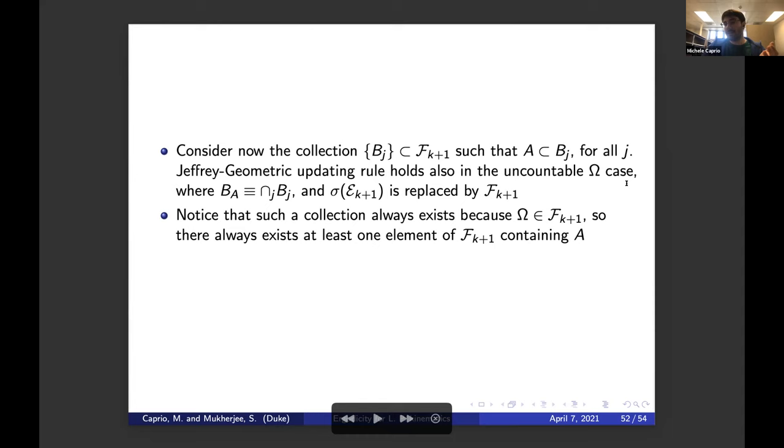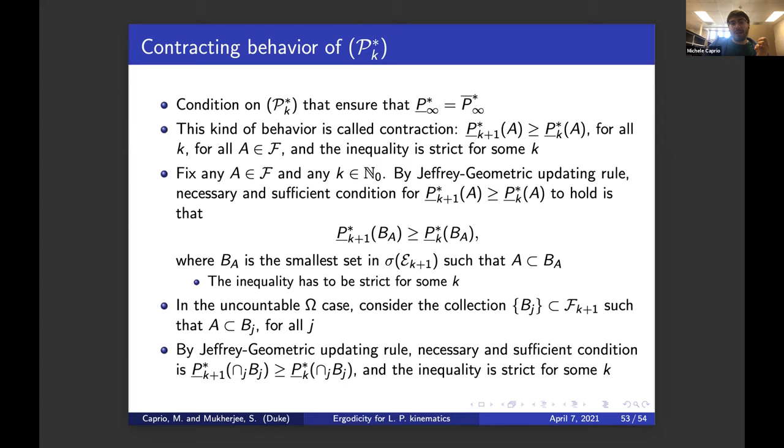And then we're finally at the point where I can give you a necessary and sufficient condition for the sequence to contract, so for the lower and upper probability associated with the limit set to coincide. So this is called contraction. And in general, it's a phenomenon in which the lower posterior is greater or equal than the lower prior for every k, for every A, and the inequality has to be strict for some k.